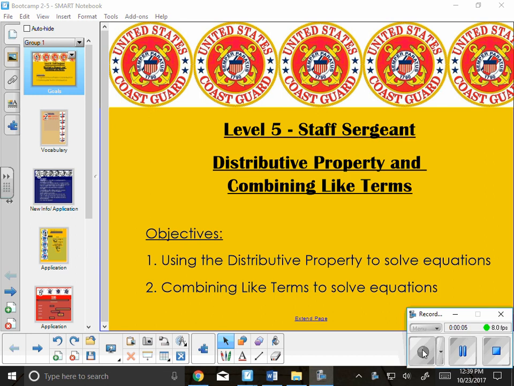So this level is going to be dealing with the distributive property and combining like terms. Our objectives and goals for this level are going to be: 1. Using the distributive property to solve equations, and 2. Combining like terms to solve equations. Again, make sure that you're writing these down on your goal sheet.